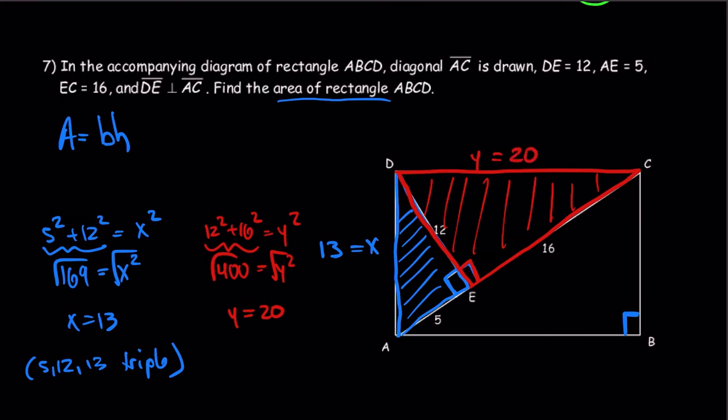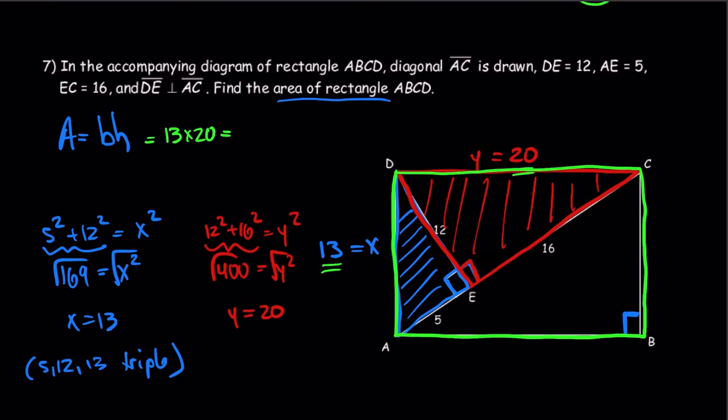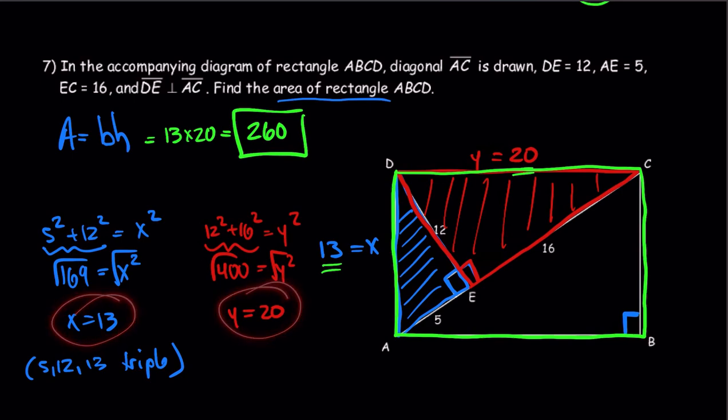So now, finally, I want to find the area of this rectangle. Well, it's base times height. My height is 13. My base is 20. So this area is going to be 13 times 20, which is going to be 260. So kind of a cool problem. It involved a rectangle. We had to recall some information about area of a rectangle and our Pythagorean theorem to find the base and the height.